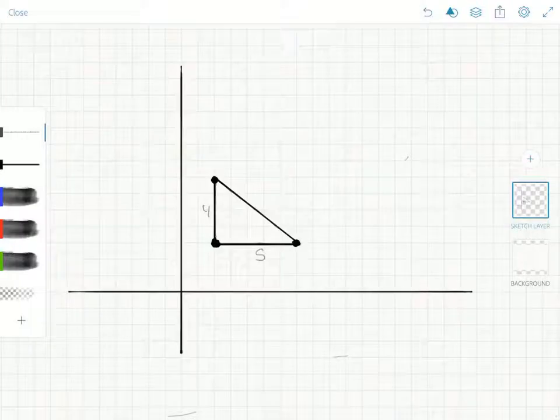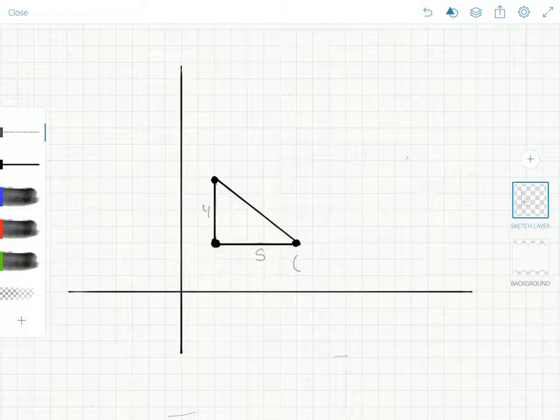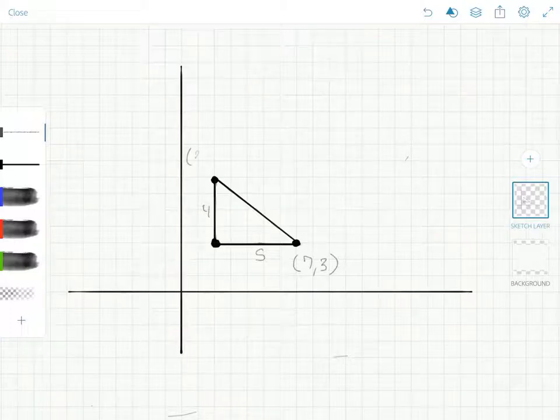In this video, I'm going to verify the Pythagorean theorem using the distance formula. So we've got a right triangle on the coordinate plane, the same triangle as in the last video. And this time we know the location of the points on the grid. So this is at (7, 3), and this one up here is at (2, 7).